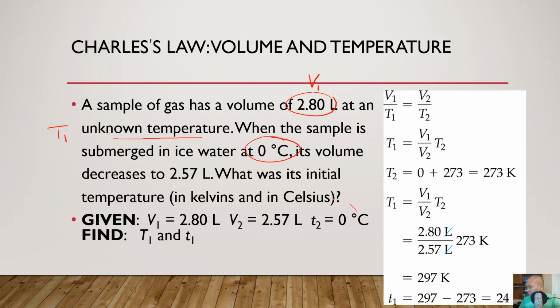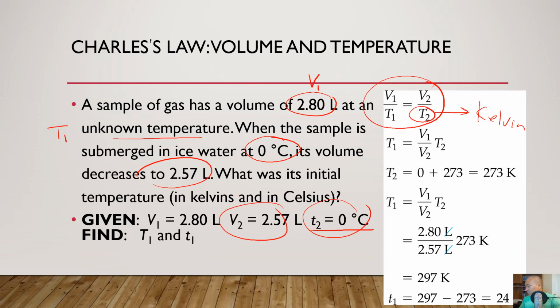Do remember, in Charles's law, V1 over T1 equals V2 over T2. The temperature must be in Kelvin scale. So T2 is 0 degrees C, but you've got to convert it to the Kelvin scale. And V2 is also given. That's 2.57. So we substitute the numbers into Charles's law, V1 over T1 is V2 over T2.